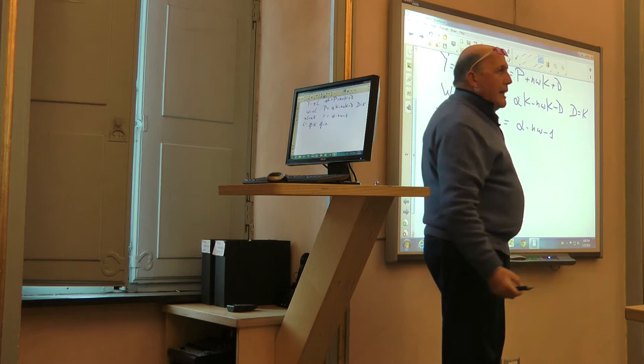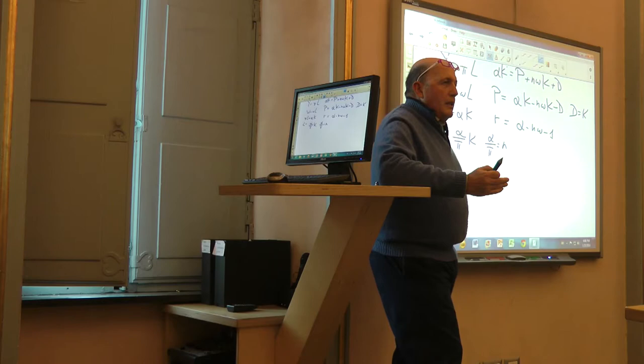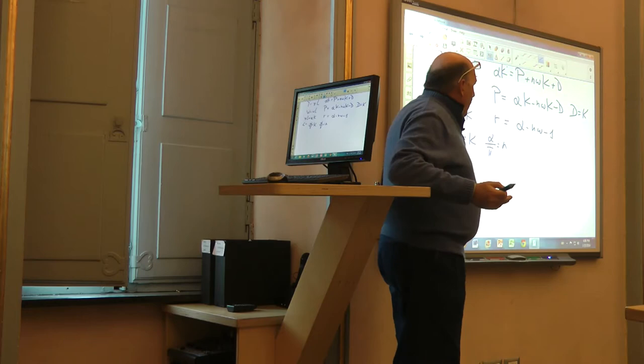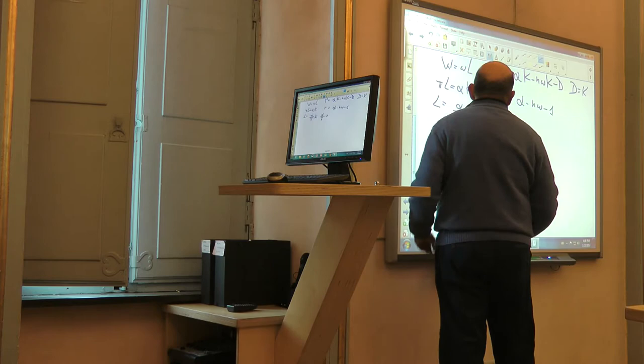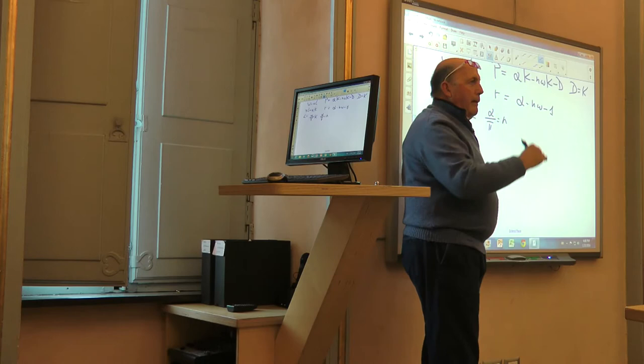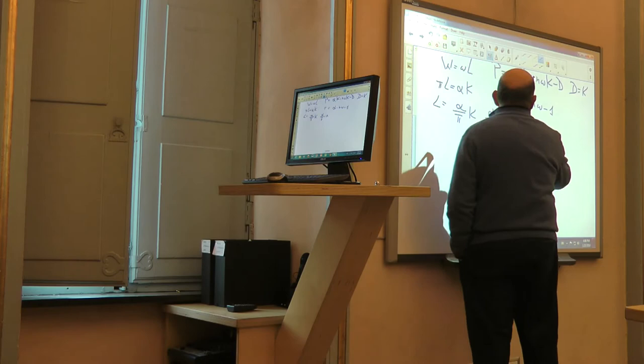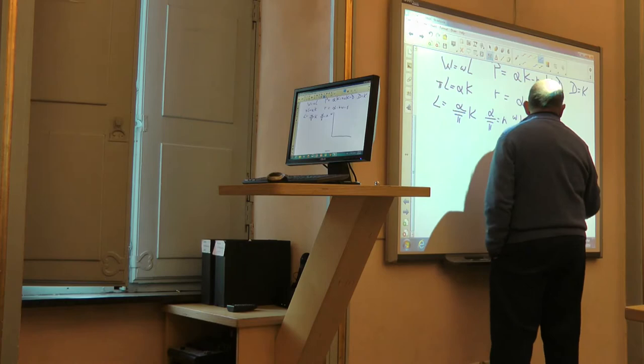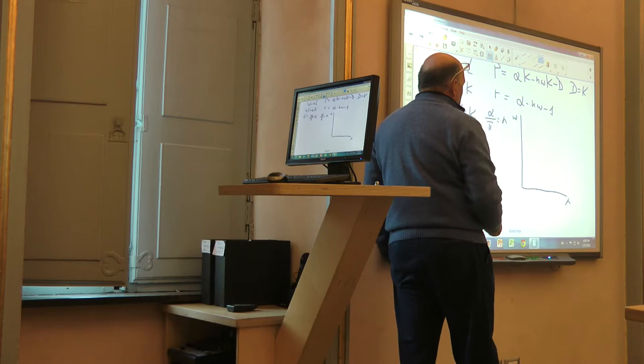Linear means that what is the graph of a linear? Is a straight line, that's right. So, because here we have minus signs, the straight line will be downward sloping, right? Because we have minus signs. I can say that if I, the Marx-Ricardo, the Marx-Ricardo story is this.